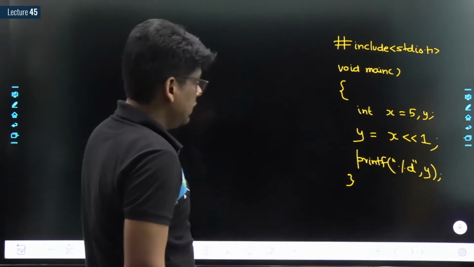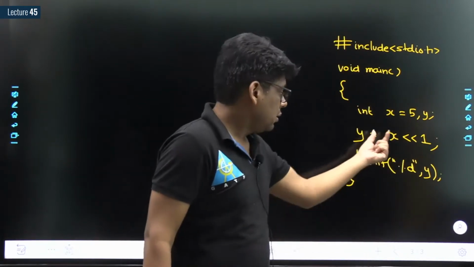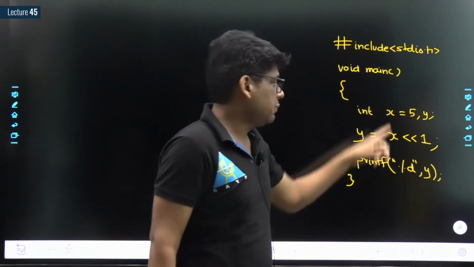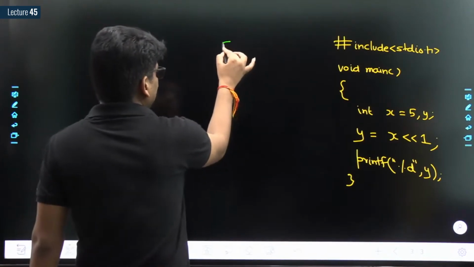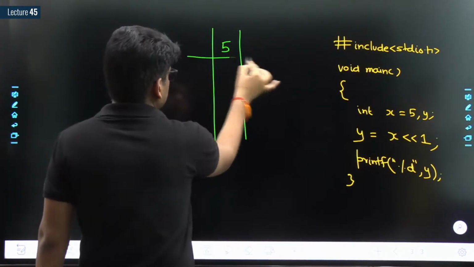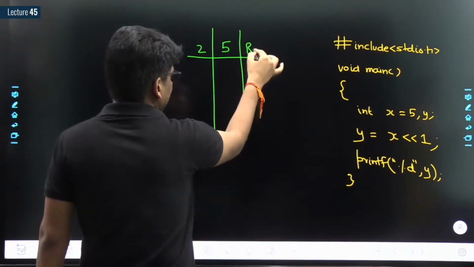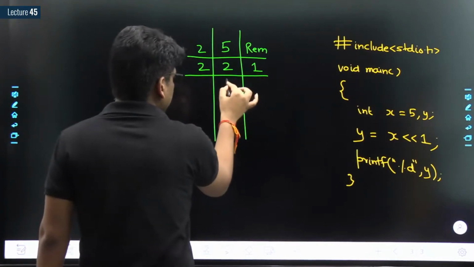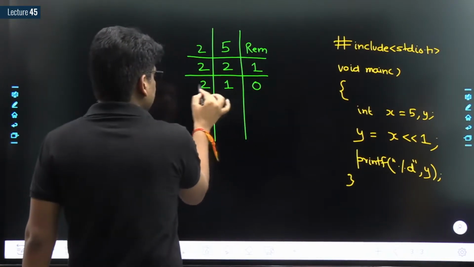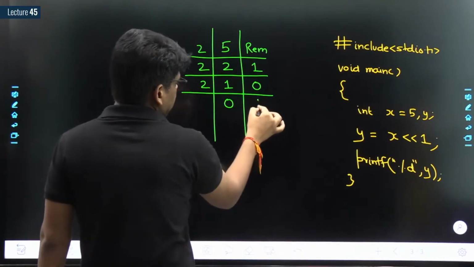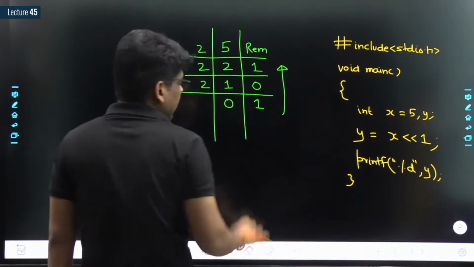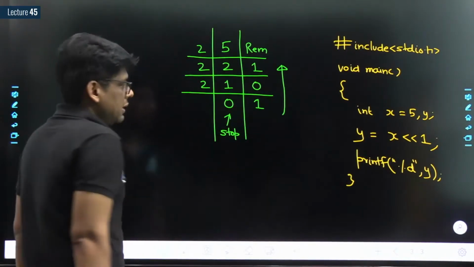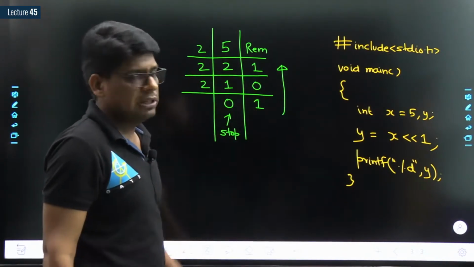Left shift operator takes two operands. On which value are we performing the left shift? On value x, that means 5. So first of all, let me find the binary for 5. When we divide 5 by 2, it goes 2 times with the remainder 1. When I divide 2 by 2, it goes 1 time with the remainder 0. When I divide 1 by 2, it goes 0 times with the remainder 1. That means the binary is 101. We stop because we get the quotient as 0. So the binary for 5 is 101.